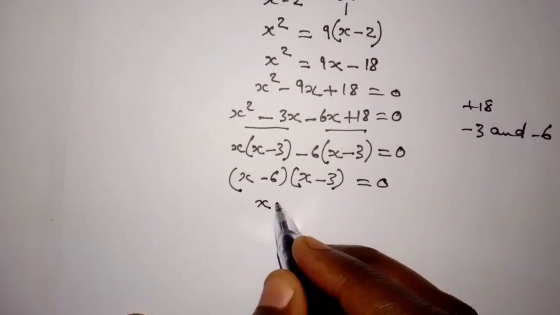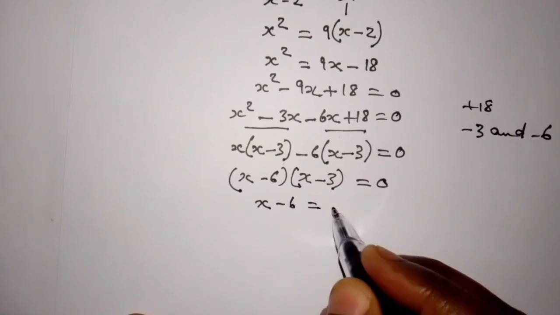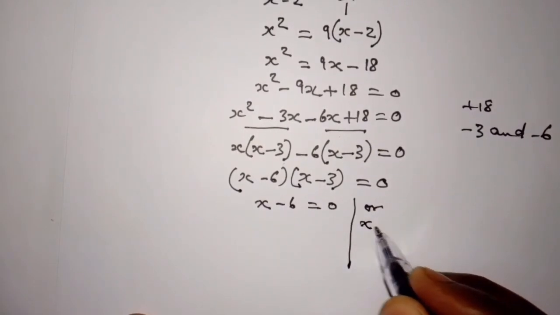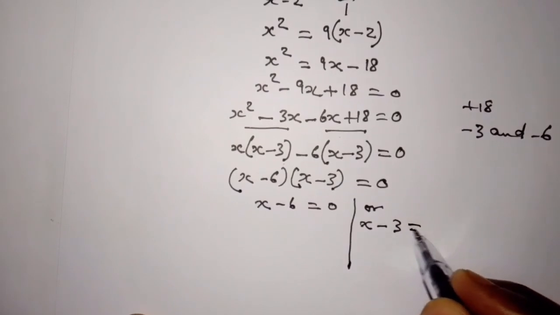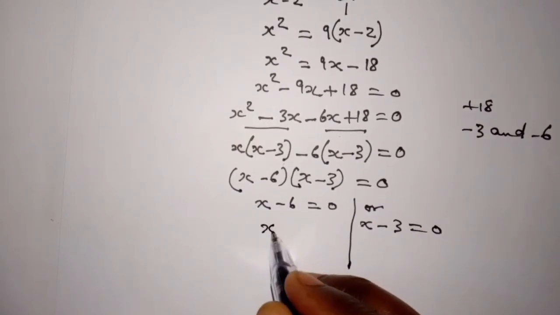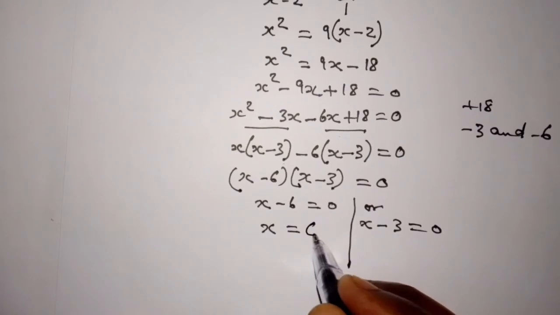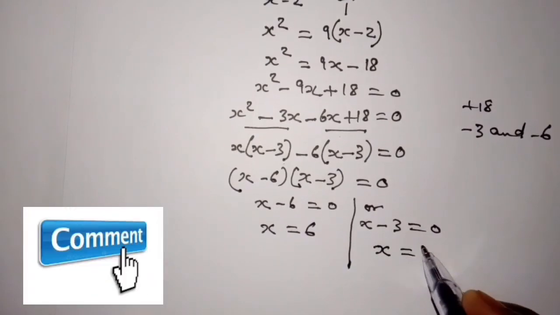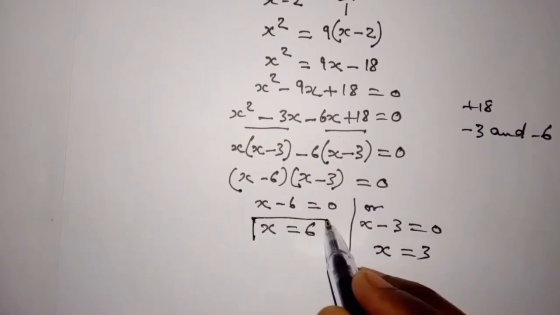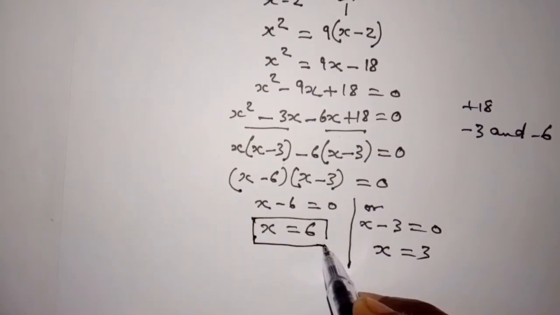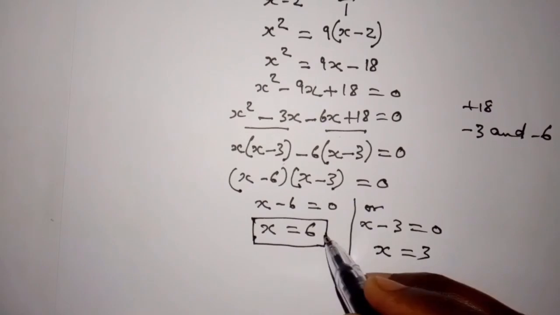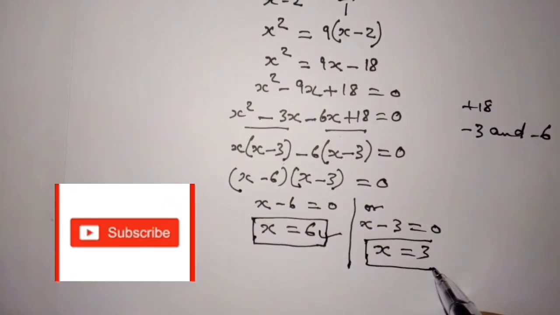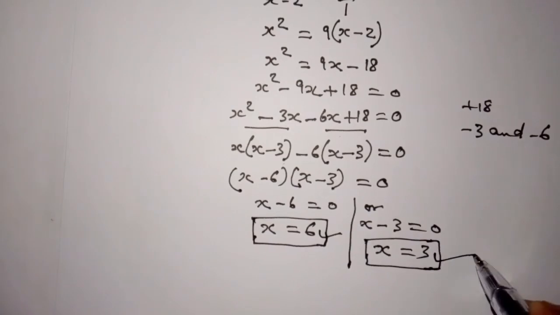x minus 6 is equal to 0, or x minus 3 is equal to 0. x is equal to 6, x is equal to 3. So our solution here is x is equal to 6 or x is equal to 3.